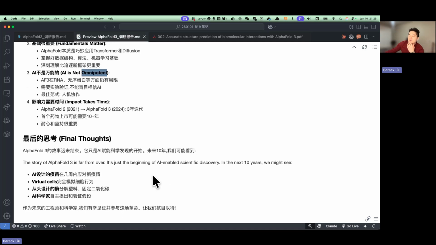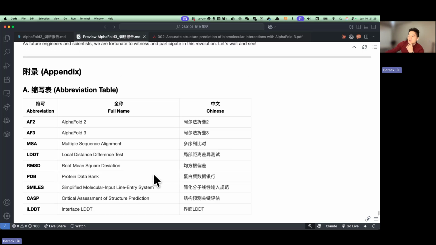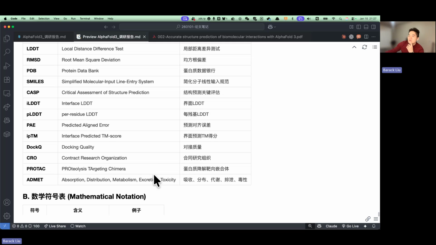The story of AlphaFold 3 is far from over. It's just the beginning of AI-enabled scientific discovery. In the next 10 years, we might say, that's amazing.